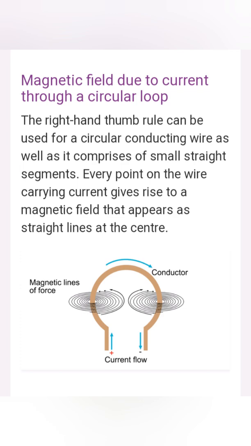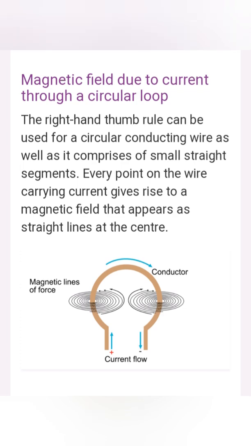Now the same way, if you pass the loop through a cardboard piece and sprinkle some iron dust over it, we will see that the iron dust will arrange itself into concentric circles around the two centers, that is, the two ends of the circular loop. You can see it in the diagram. The iron dust arranges itself into concentric circles, and the direction of the magnetic field can be found again by the right hand thumb rule.